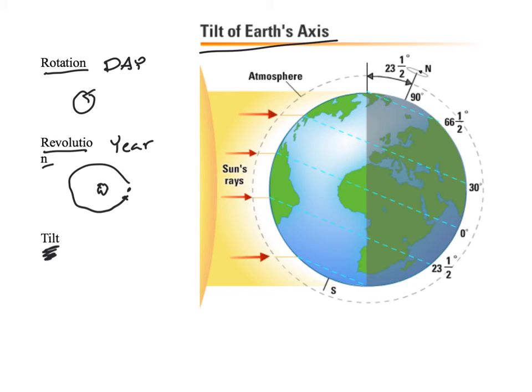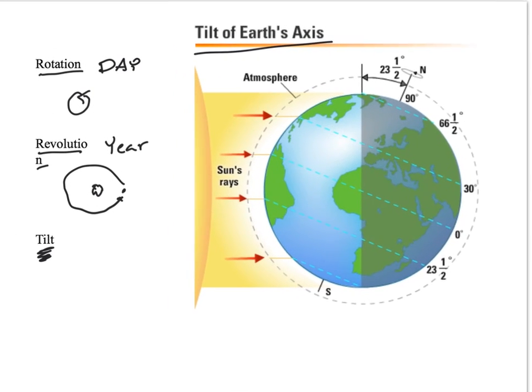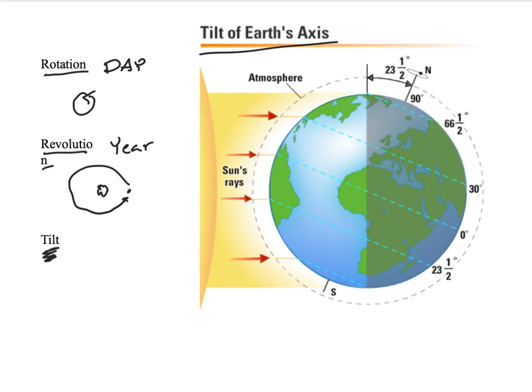But I wanted to show you one thing really neat as we go through. As we look at our Earth, it is tilted at 23.5 degrees. So we can see this tilt is right here. So north isn't straight up, it's kind of tilted away from the sun.